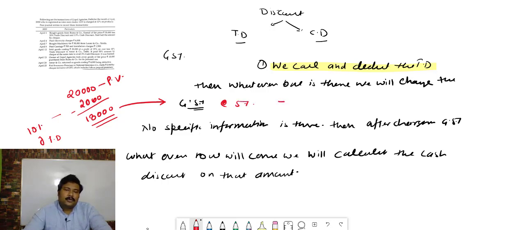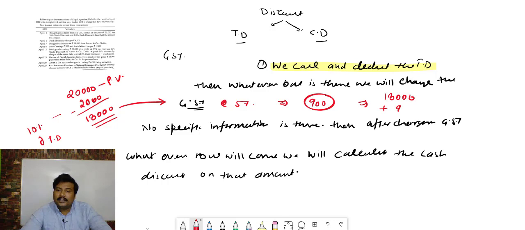So the total GST amount will be 5% of 18,000, which is how much? 900. After GST, the total amount to be paid is 18,000, the net purchase value, plus 900, the GST. So the total will be 18,900.